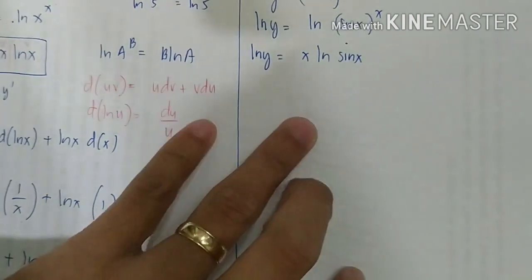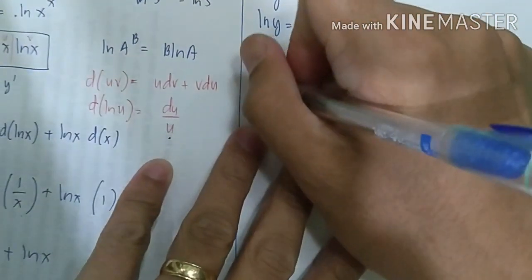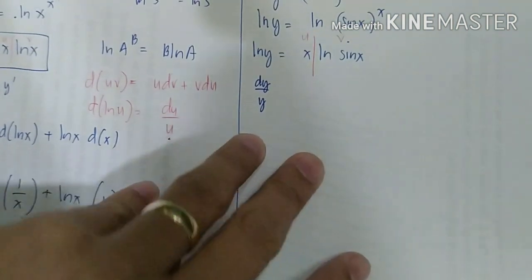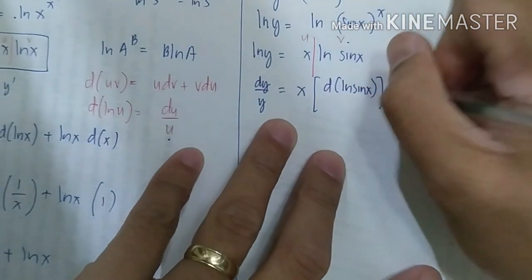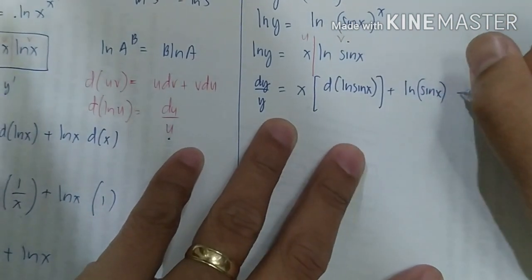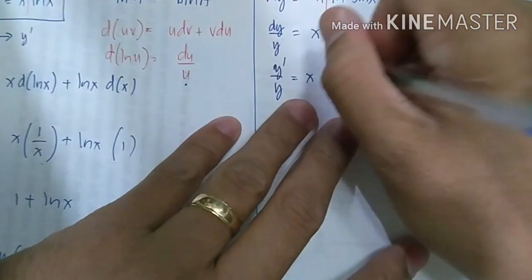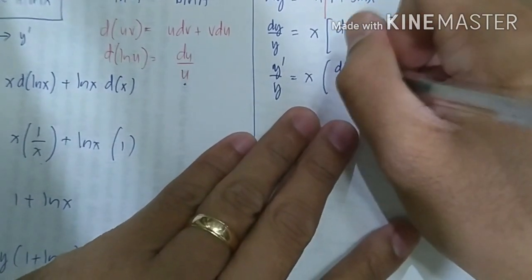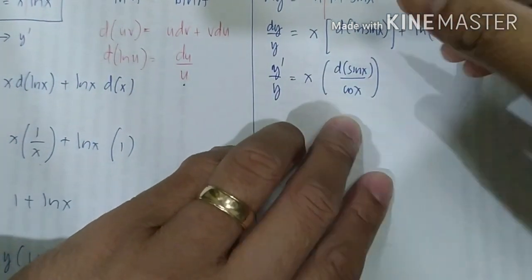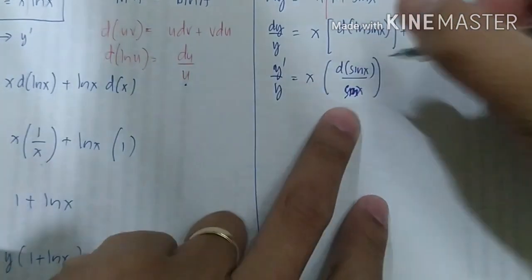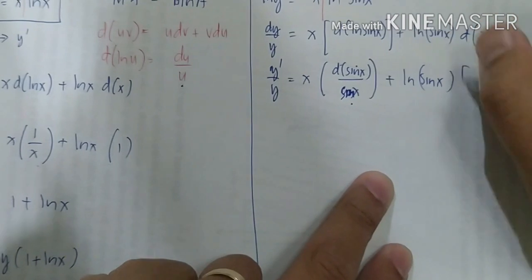So, magkakaroon na ulit tayo ng product rule. This is u, this is v. So, that's u dv plus v du. So, this is the derivative of y ulit over y, because the derivative of ln y is du over u, is equal to u times the derivative of u, that's the derivative of ln of sine x, plus ln of sine x times the derivative of x. So, this is y prime over y is equal to x times derivative ni ln sine, is derivative ni sine x over cosine x. That's du over u. Ay, sorry. Du over u. Sorry. This is sine. Ang u kasi is sine x.